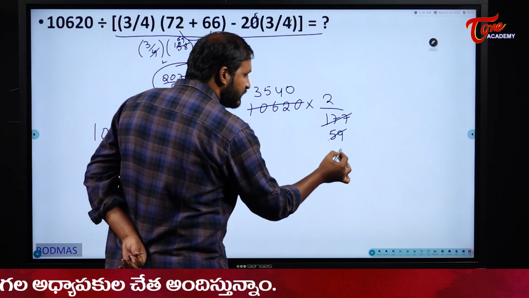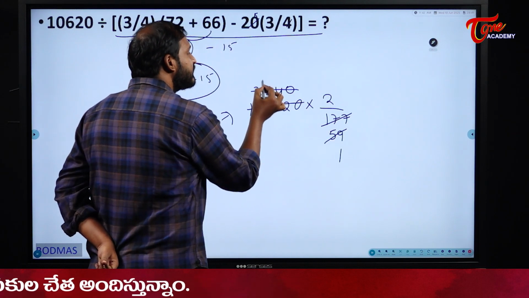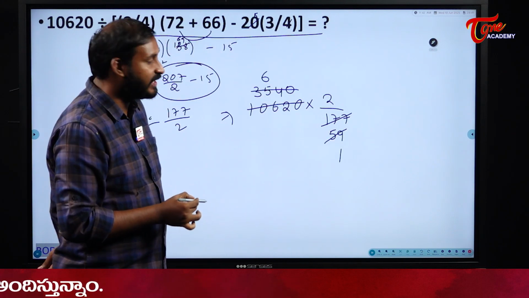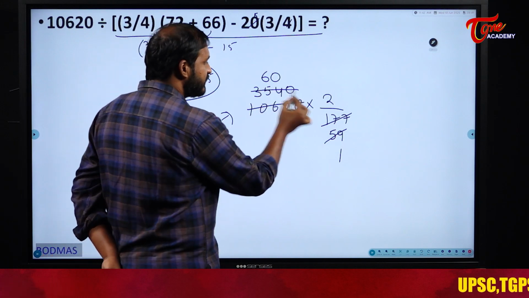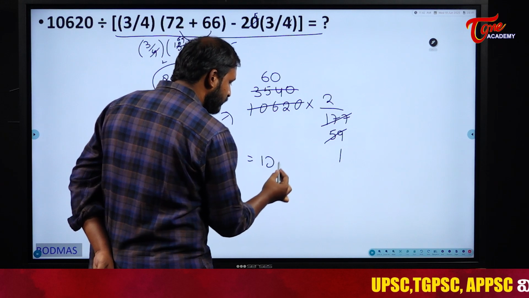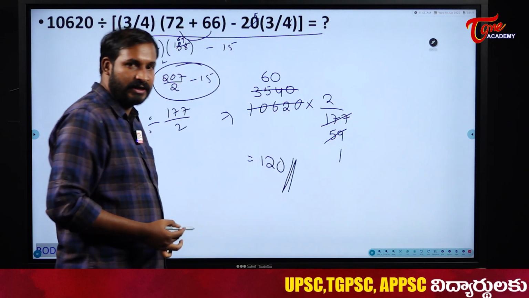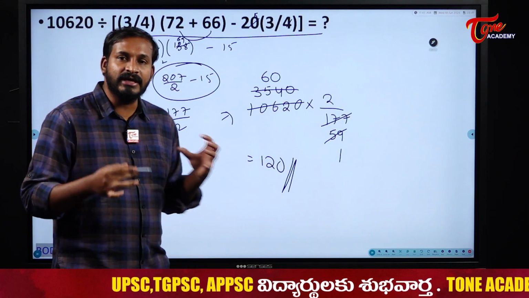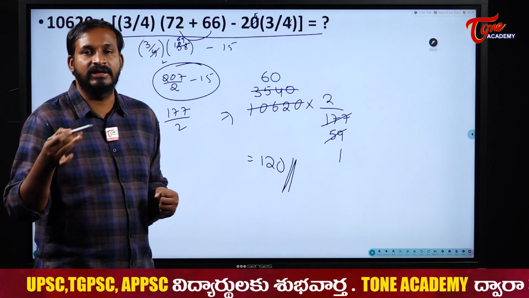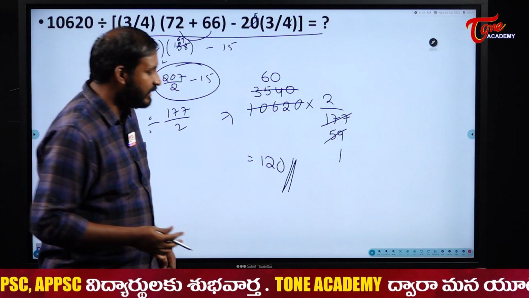Now 59 6s are 354. See, 59 6s are 354 and 0. So 60 into 2 will become what? 120. So here our answer becomes 120. Okay, so you should be quick while cancelling the things, students, so that you will get the answers quickly. Next one.